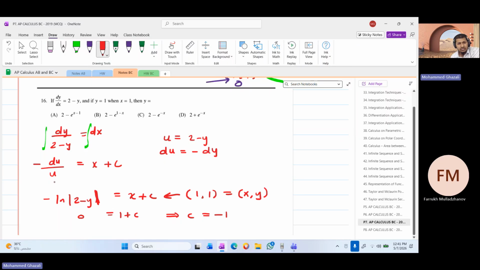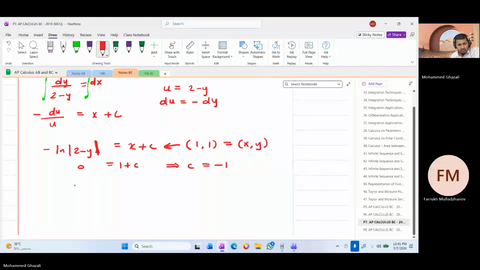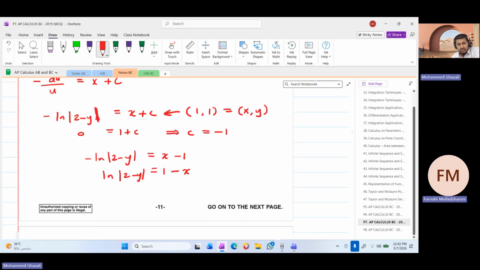Now you need to solve for what? You need to solve for y, right? Easy. So we have, where's the equation? There's the equation. So negative ln of the absolute value of 2 minus y is equal to x minus 1. I'm going to multiply both sides by negative, so I'll get 1 minus x.